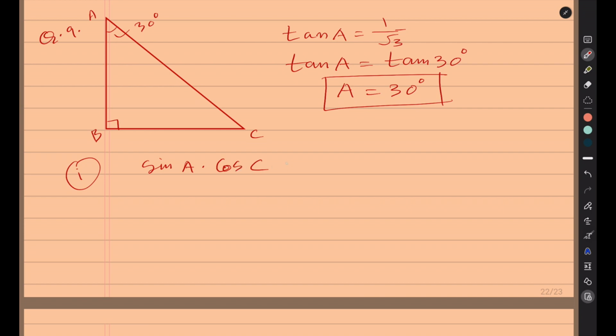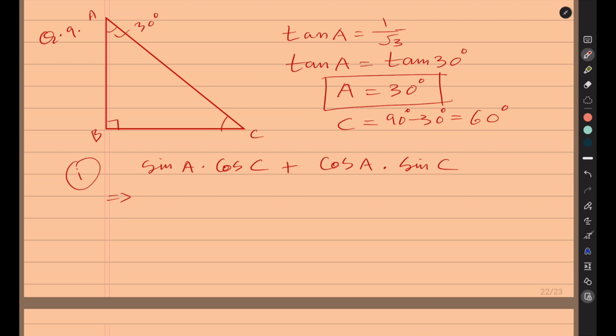multiplied by cos C plus cos A multiplied by sine C. Okay, so we have found the angle of A, but actually do we also know the value of angle C? Yeah, we know that because angle A plus angle C will be equal to 90 degree. So angle C will be 90 degree minus 30 degree. Are you following me? So C will be 60 degree.